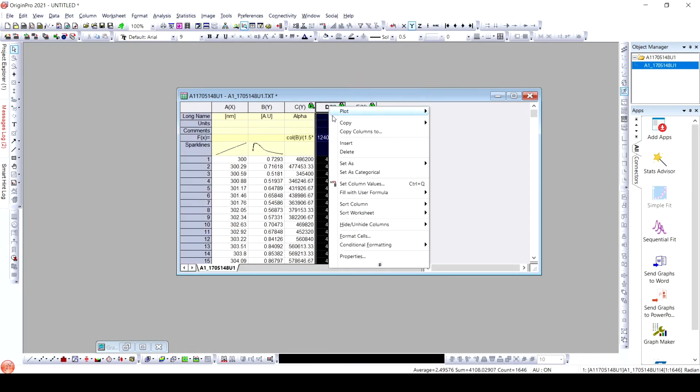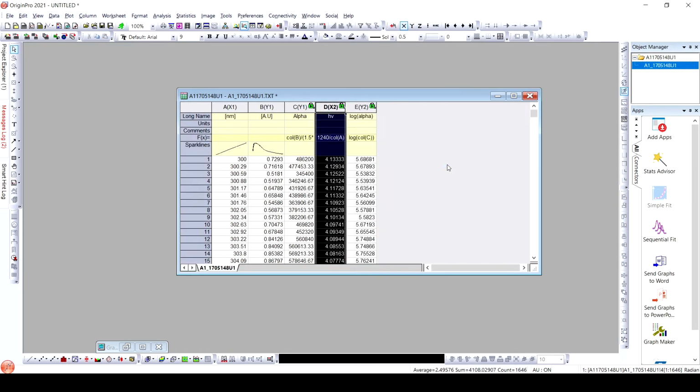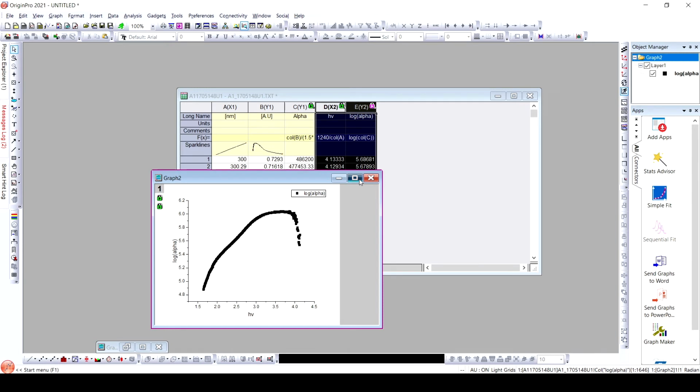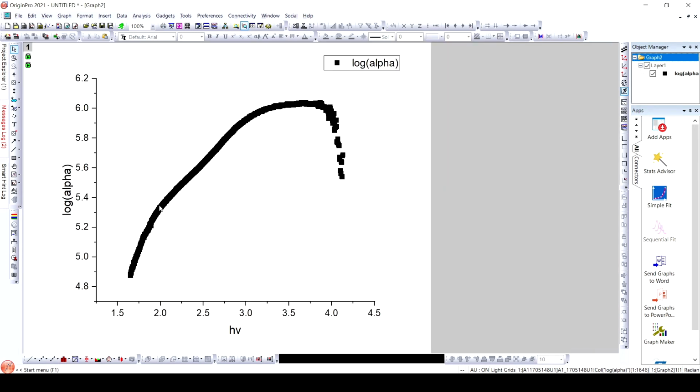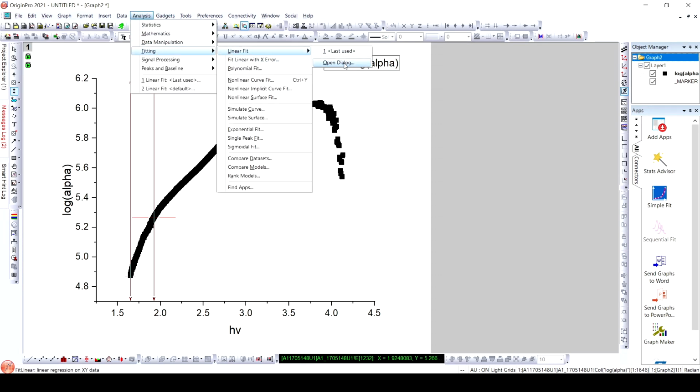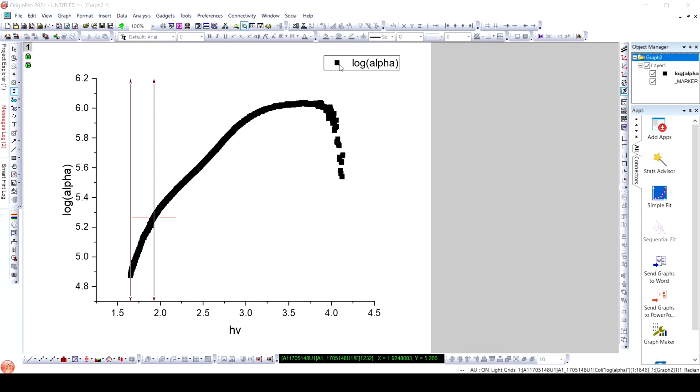Here we will set the B column as X. So we get this, and now when we plot this, we get a plot like this. Here we have to linearly fit the linear portion of this region. For this, we will select the linear portion. This seems to be a linear portion of this plot, and we will fit it using the fit linear function.